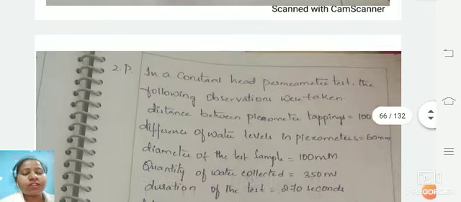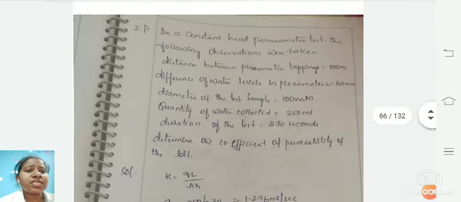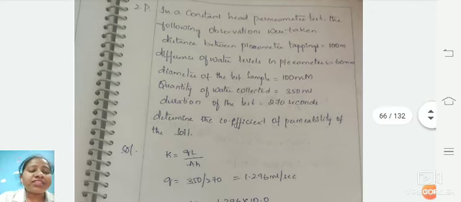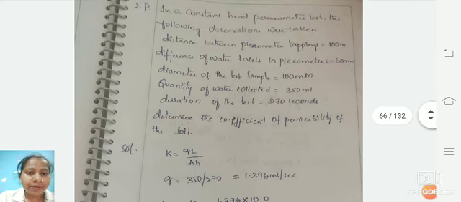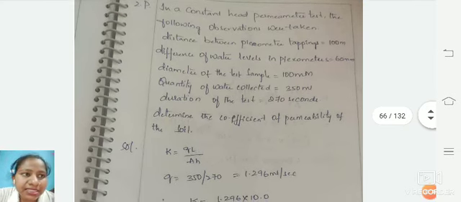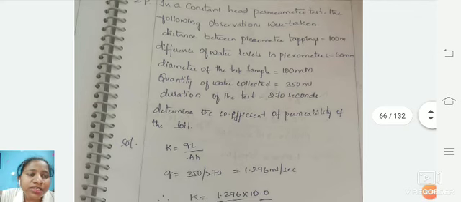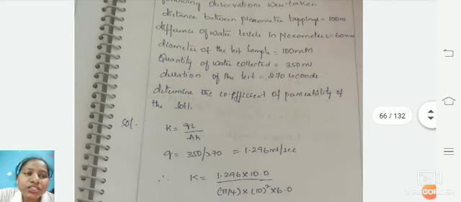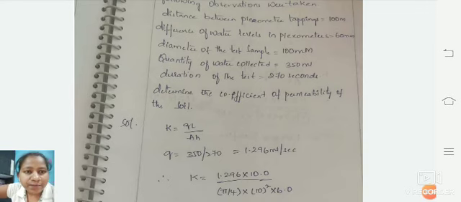And now we'll be seeing the basic problem whenever we do this soil test. If you see the question here, in a constant head permeability test, the following observations were taken. Distance between piezometer tappings is 100 mm, difference of water level in the piezometer is 60 mm, and the diameter of the test sample is 100 mm. The quantity of water collected is 35 ml. Duration of the test is 270 seconds. And we need to determine the coefficient of permeability of the soil.